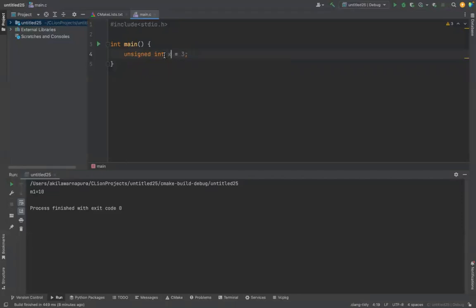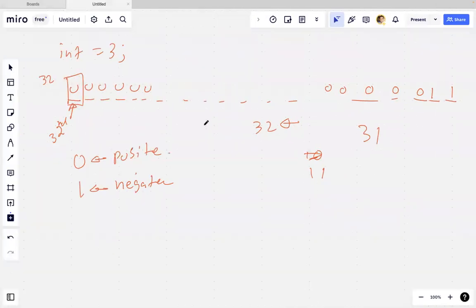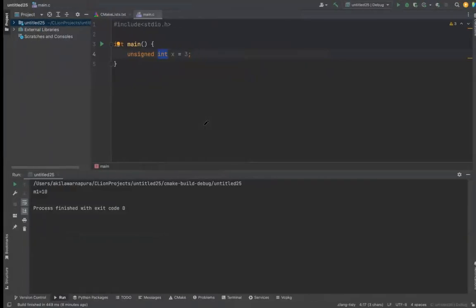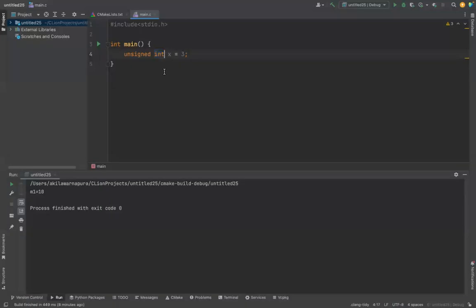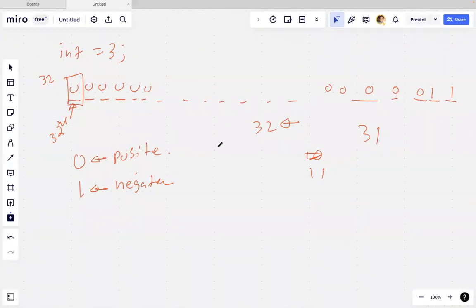Since the integer takes 32 bits, it is a very large value. I cannot explain this in the proper way because I would need to draw all 32 bits. Therefore, for this example, I will take a char value. You know, char takes only 8 bits.